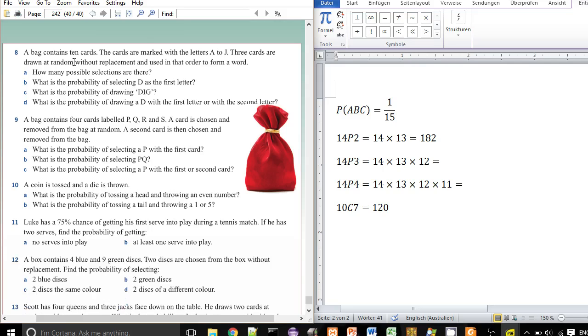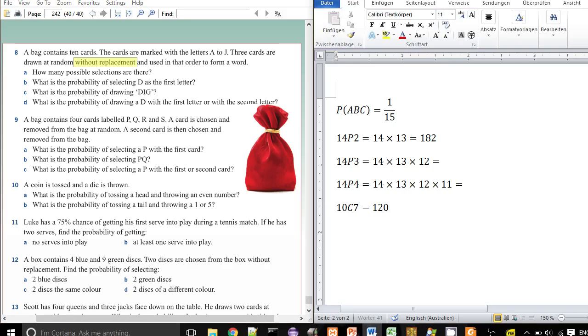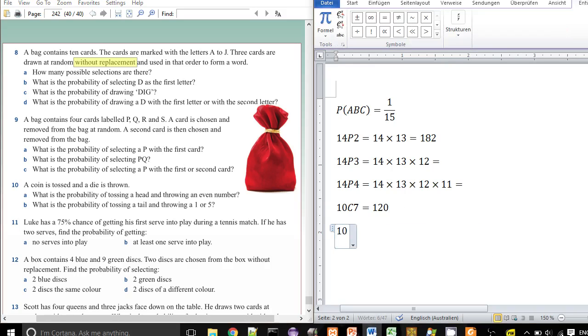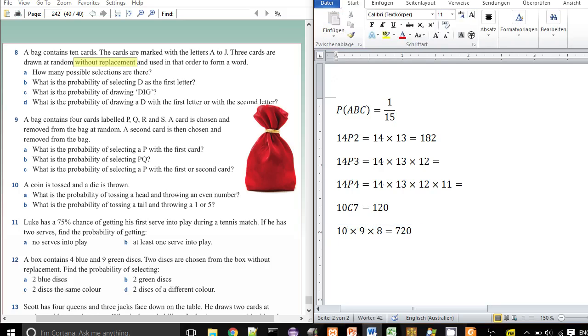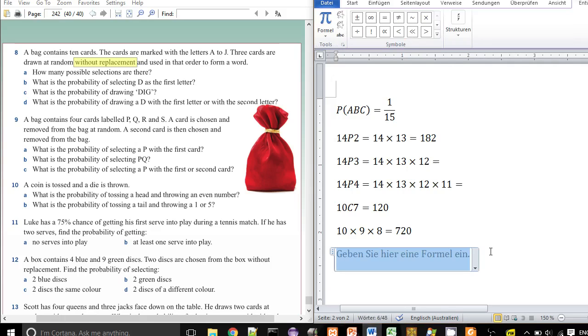Okay, bag has 10 cards. It's from A to J, without replacement. So this time we're taking them and just keeping them. How many possible selections? So we've got 10 cards, and then once the first one is picked, there's 9 choices, and then 8. 10 times 9 times 8, whatever that is. Okay. What's the chance that D is selected as the first letter? Well, it's only one letter out of 10. There's only a 1 out of 10 chance. Okay, that's the answer.